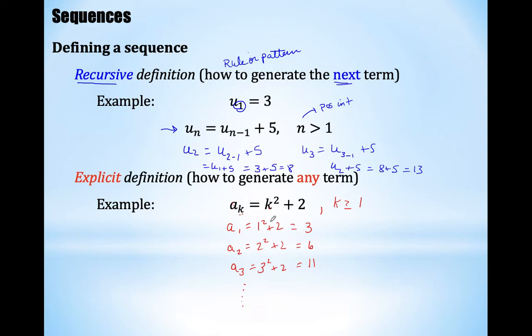Okay. So again, I could say to you, given this one, hey, what is a sub 10? You don't need me to go a sub 4, 5, 6, 7, 8, and 9 before you give me a sub 10. That's the power of explicit. You can just say 10 squared plus 2. But with recursive, since you are always dependent upon the term before it, if I asked you to use the recursive rule to get me u sub 10, that'd be kind of annoying, right? So that's why it's kind of nice to be able to, given recursive, get to the explicit, especially if you need lots and lots of terms.